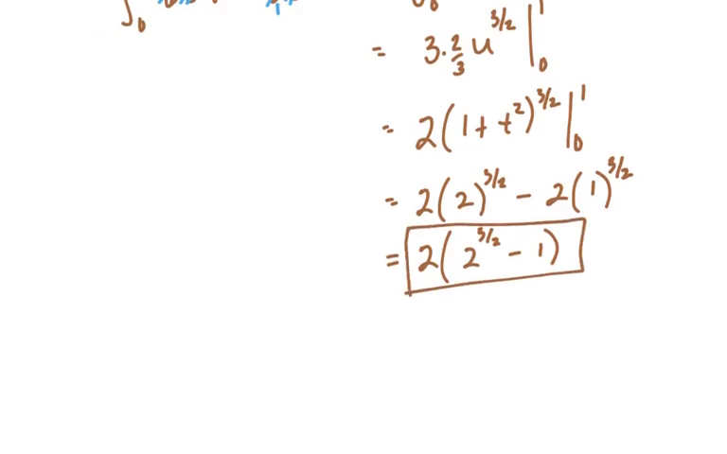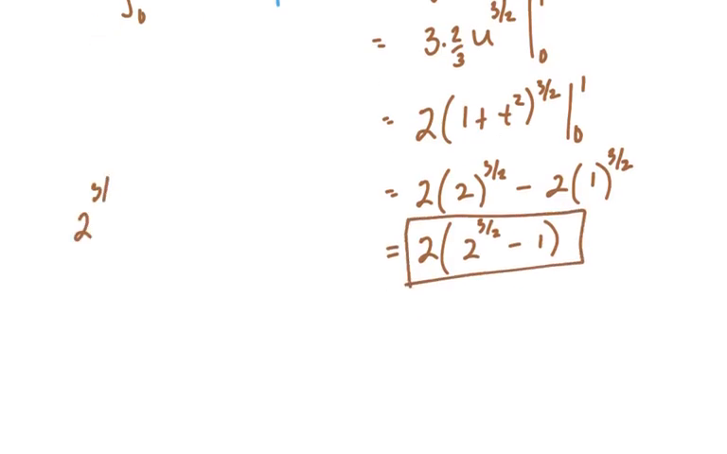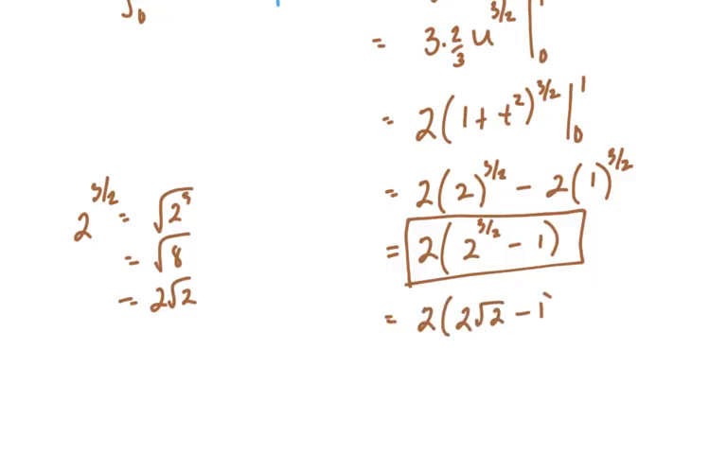I would take it. But remember that 2 to the 3/2 means the square root of 2 to the third, which is the square root of 8, which is 2 square root of 2. So we could say 2 times 2 square root of 2 minus 1. So we have 4 square root of 2 minus 2. I'm not sure which one WebAssign wants. This is your prettier answer. Most people understand this bottom answer. I'm okay with either.